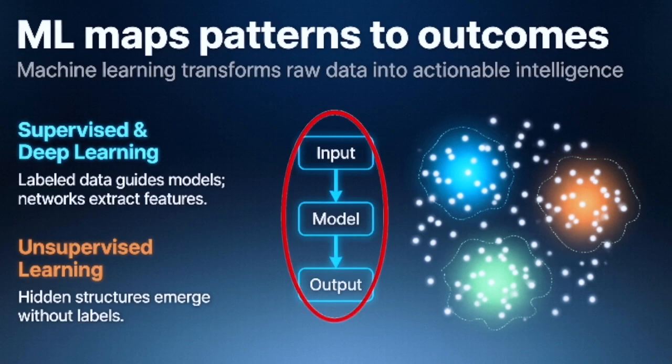A typical machine learning system consists of three main components: input, model, and output. The input is the data provided to the system. The model learns patterns and relationships from that data, and the output is the prediction or decision generated by the model. In supervised learning, the model is trained using labeled data, where each input is paired with a correct output, enabling it to make accurate predictions on new data.